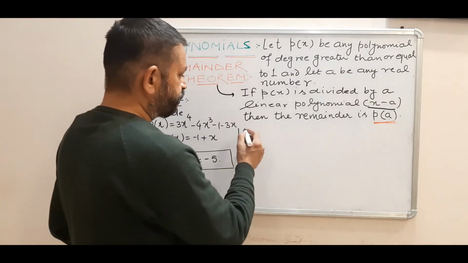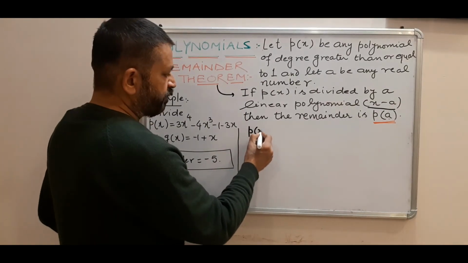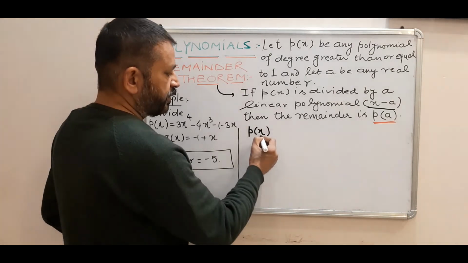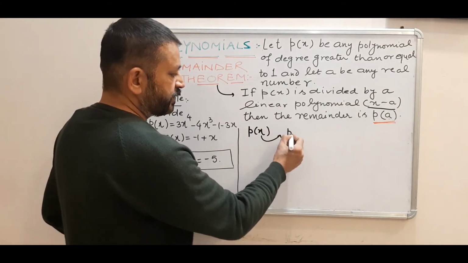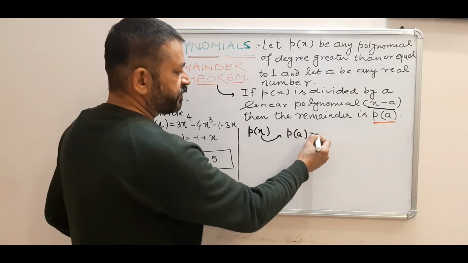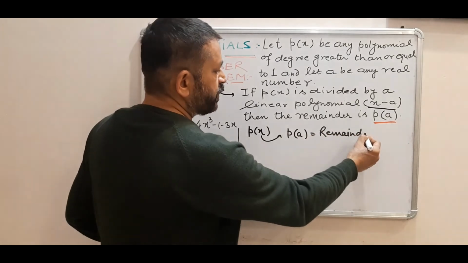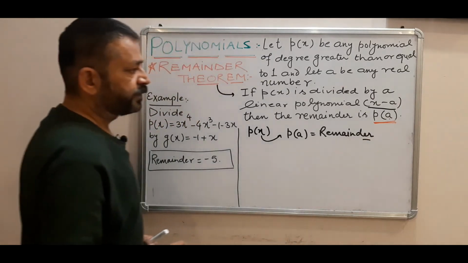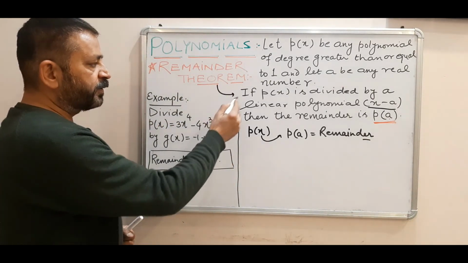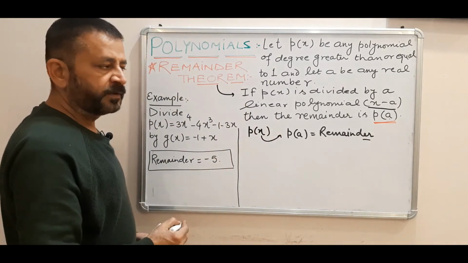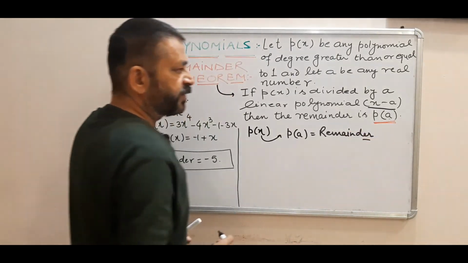What does it mean? In Px, if you replace this x by a, so this Pa will give you the remainder. So in this case, there's no need to divide actually. With the help of the remainder theorem, we can directly find the remainder with the help of this Pa.